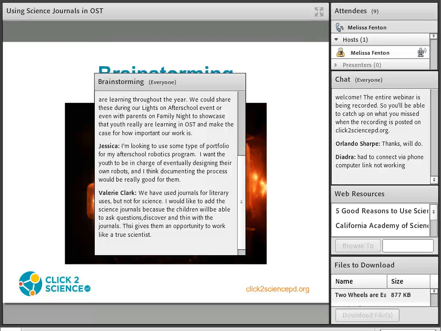And an idea that I had while we were doing this brainstorming is what a great way to show parents and other community members that youth are learning in after school, that this isn't just a daycare or a babysitting time, that this is meaningful learning taking place, and that you all are facilitating that, and why it's so important that we have quality staff in out of school time. So I think making the case also is showing that this is what youth are doing throughout the year in these journals. Look at the growth that this has shown, sharing that with parents, sharing that with different people in the community who may not know. That is a great idea also to use with science journals.